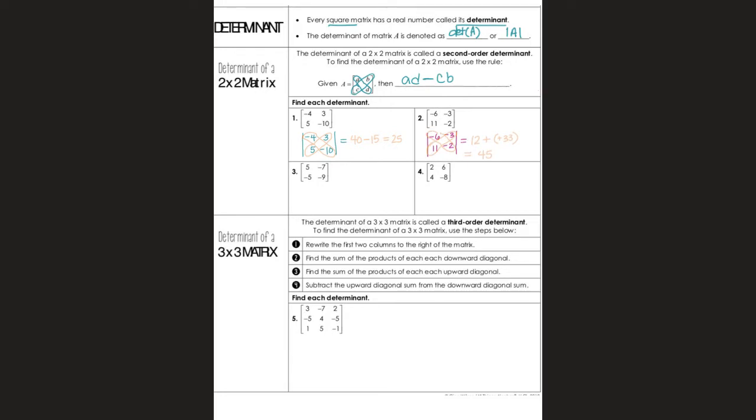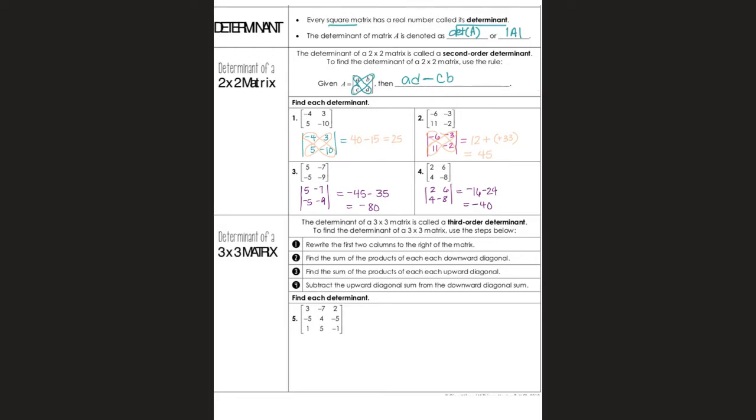Okay, so for number 3, again, same process. We're going to rewrite our matrix in determinant form. And then you're going to go through and do your downs minus your ups. And so you're going to get -45 minus 35. And so that's going to give you -80. And then number 4, again, changing this over to a determinant. And then downs minus ups again, you're going to get -16 minus 24. And so that's going to give you -40.